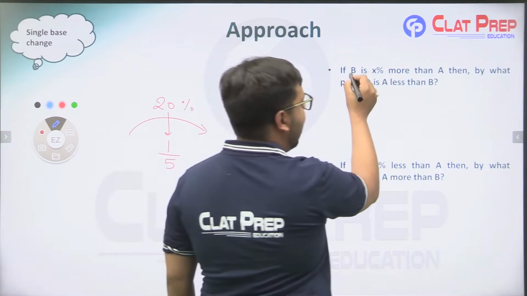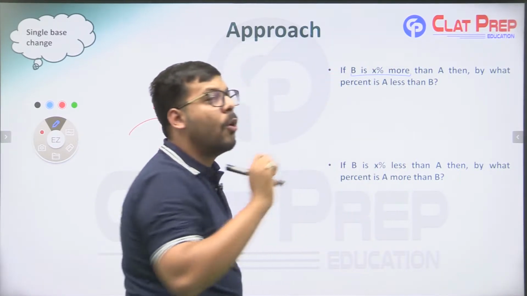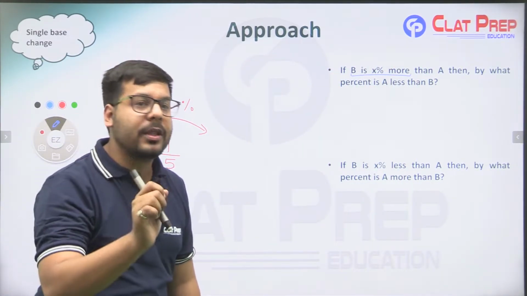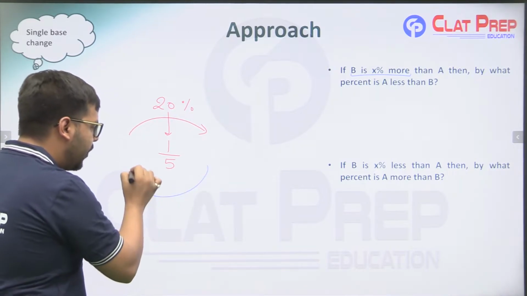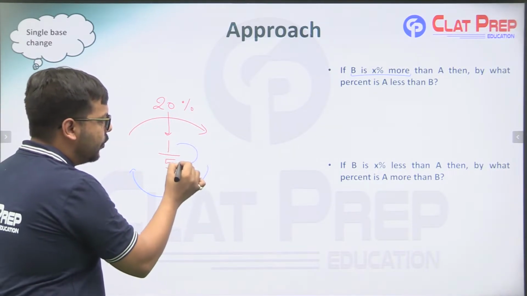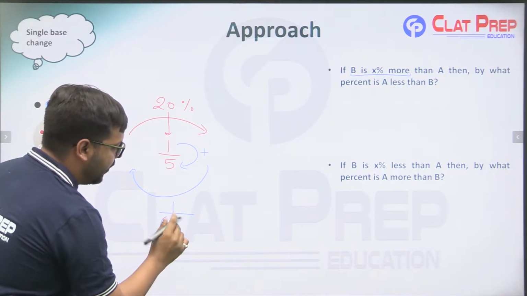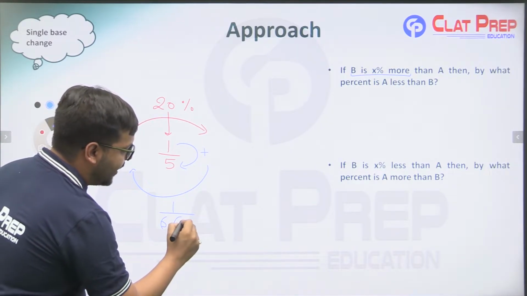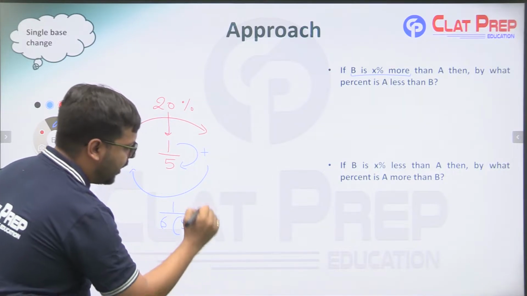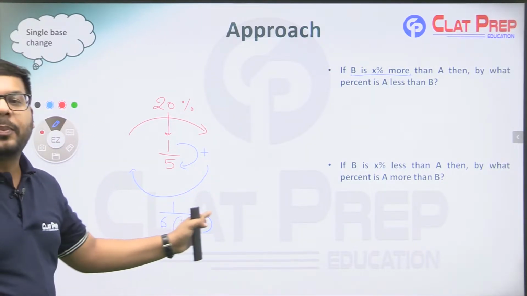You have been given that B is X% more than A. What is given? More than A. So in case of more than A, we will add the numerator back to the denominator and our result will be 1 by 6. How come 1 by 6? I have simply added the numerator to the denominator, that is 5 plus 1.